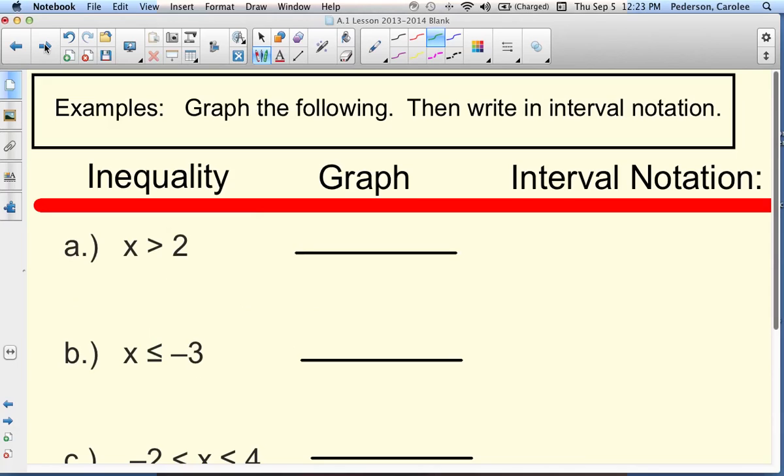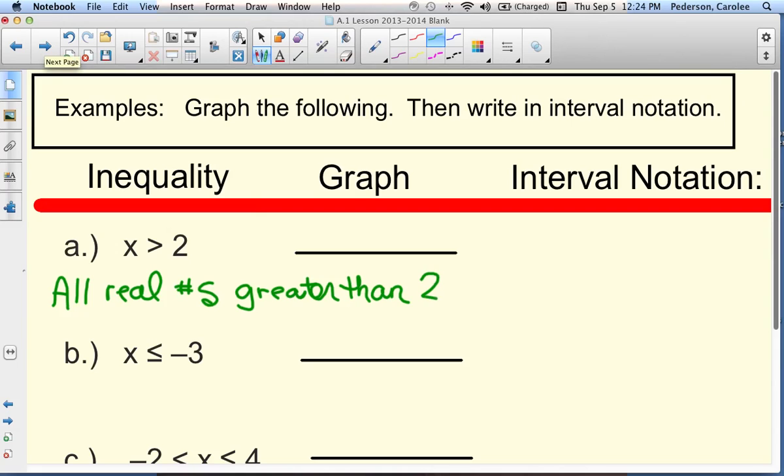This next slide is now practicing graphing inequalities and rewriting them into interval notation. If I do go too fast, please make sure you pause and then restart your video. The first example, A, how you verbally say this inequality is all real numbers greater than two. That's how you verbally describe it. What we're going to do next is we're going to graph it on a number line.